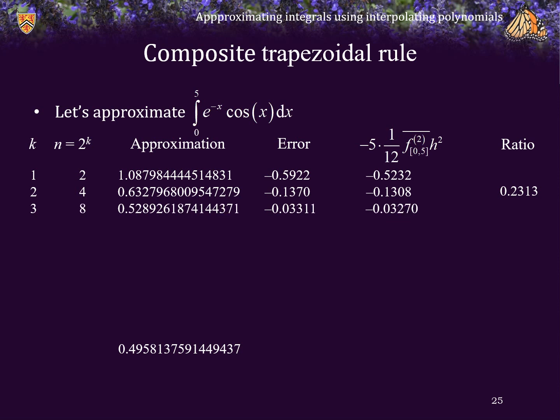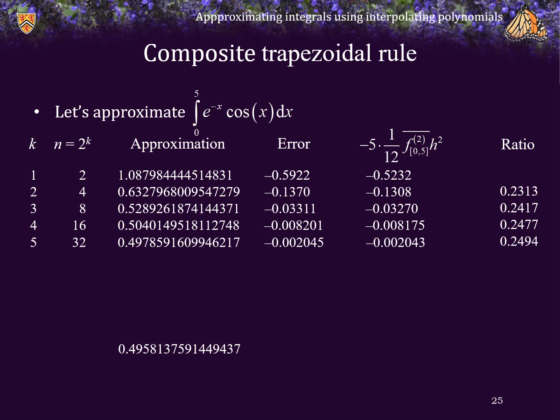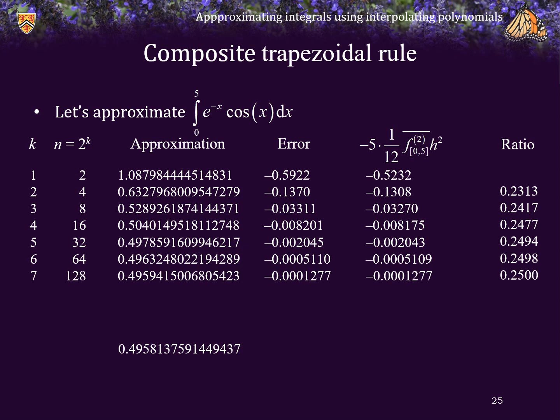Double the number of intervals again. Again, the error goes down, and it's going down by a factor of 4. We can continue doing this, and at each single step we do twice as many function evaluations, but the error also goes down by a factor of 4.